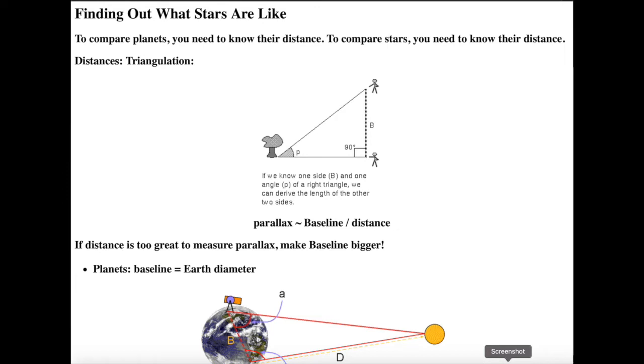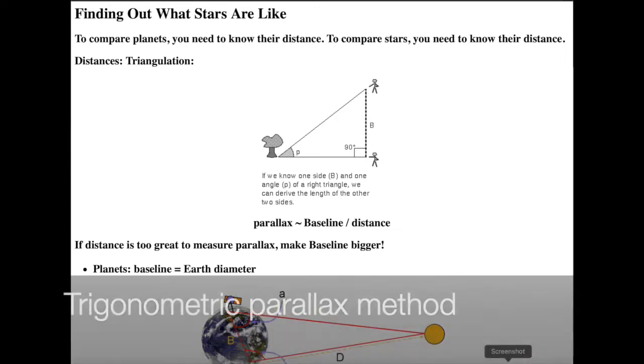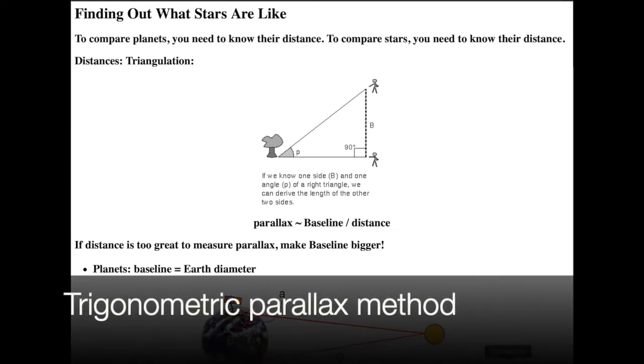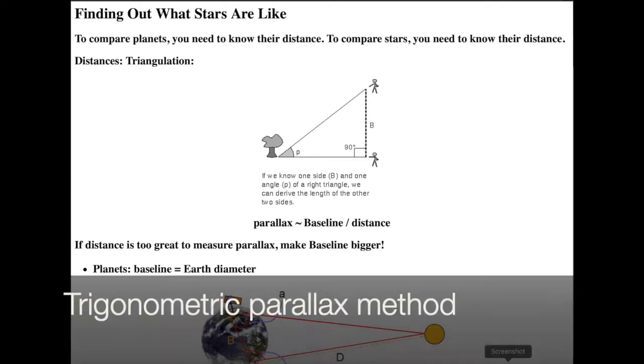Remember when I had you look at your thumb when it was close to your face and then far from your face in the history chapter? When you look at something from two different vantage points, the object appears to shift positions compared to the far-off background. That angular shift is the parallax, and the distance between the two vantage points is the baseline. Knowing those two things, you can use trigonometry to find the distance to the object. So this method is also known as the trigonometric parallax method.